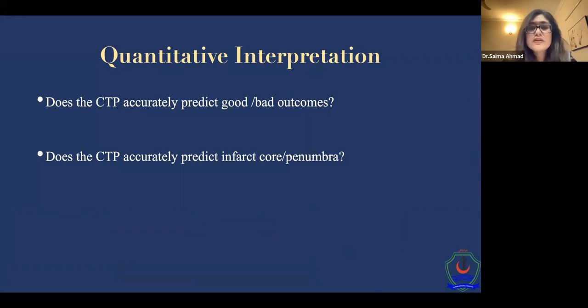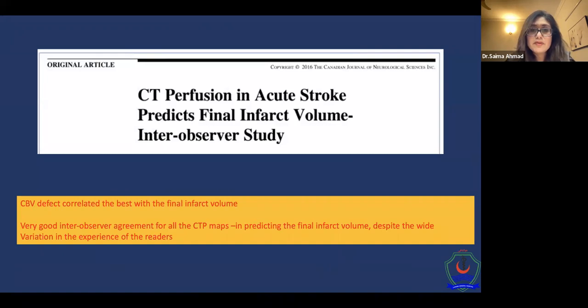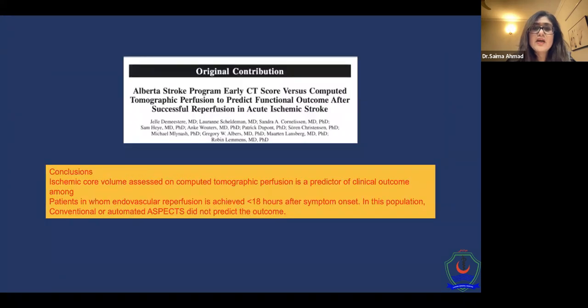After the quantitative interpretation, we have two questions in our mind. Does the CTP accurately predict good and bad outcomes? Does the CTP accurately predict the infarct core and penumbra? We already have a number of publications proving that the CTP predicts the good and the bad outcome. And secondly, it also tells us the accurate values of the core and the penumbra.